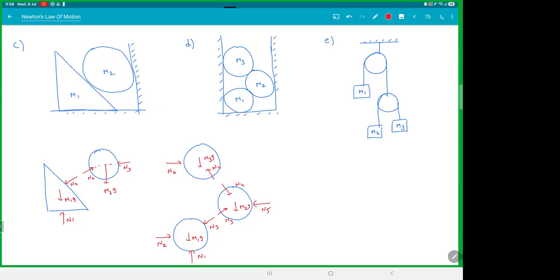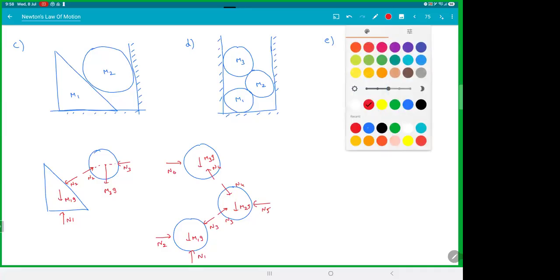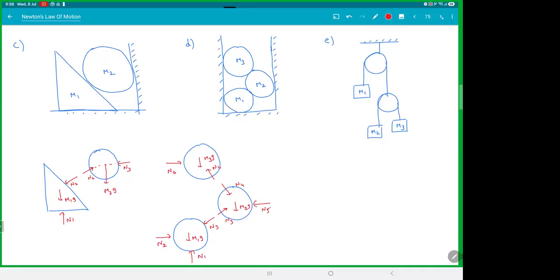There. So they're pushing each other there. And what about this guy here? If you take this as tension T, this thing we saw in the string constraints, this will be 2T and this will be 2T. This is M2G, this is M3G, and this is M1G. All clear with this? Any doubts on this?